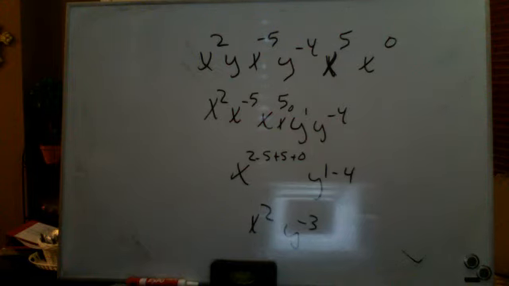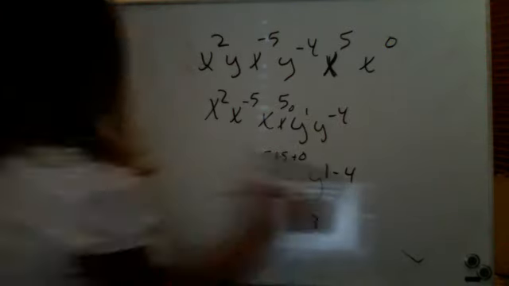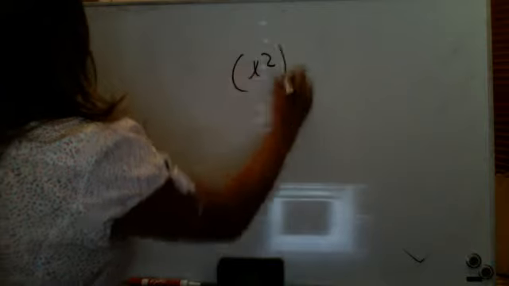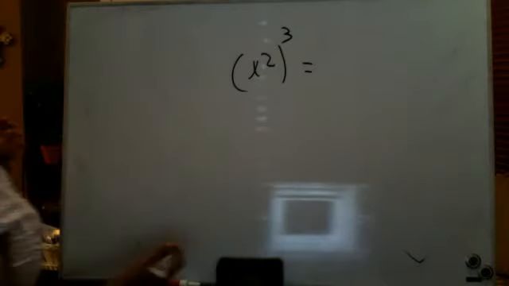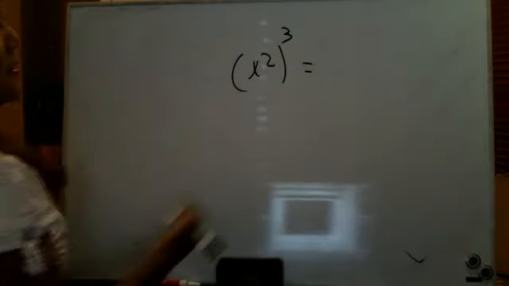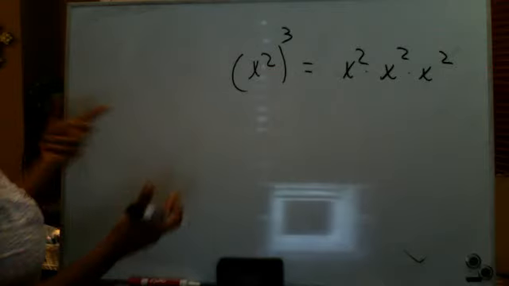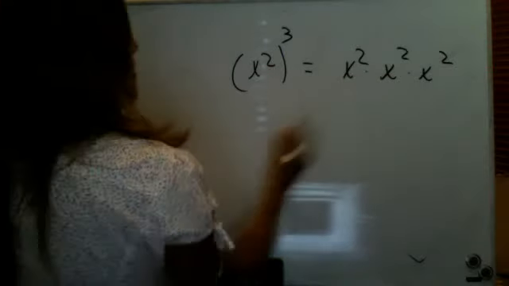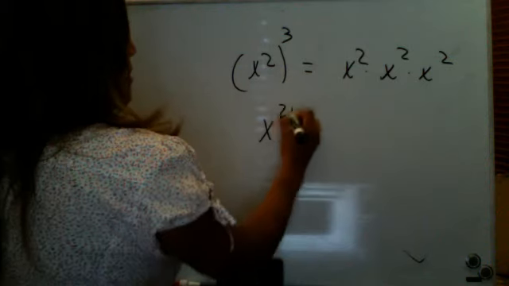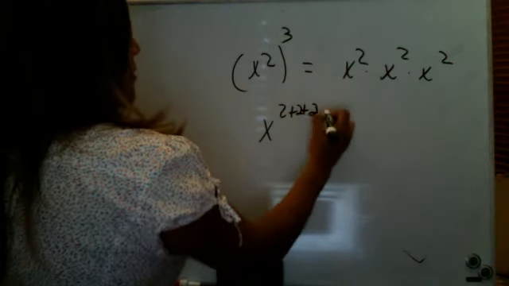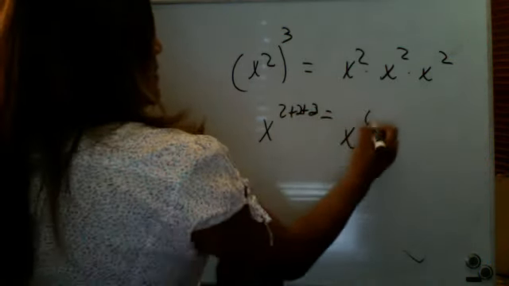Okay, so now, what if I said I have x squared raised to the 3rd power? Well, that simply says it's protected by parentheses. So basically it says I have x squared times x squared times x squared. Right? 3 times. Now, using my product theorem, I know that they're the same base, so I just add the powers. 2 plus 2 plus 2, which is simply x to the 6th power.